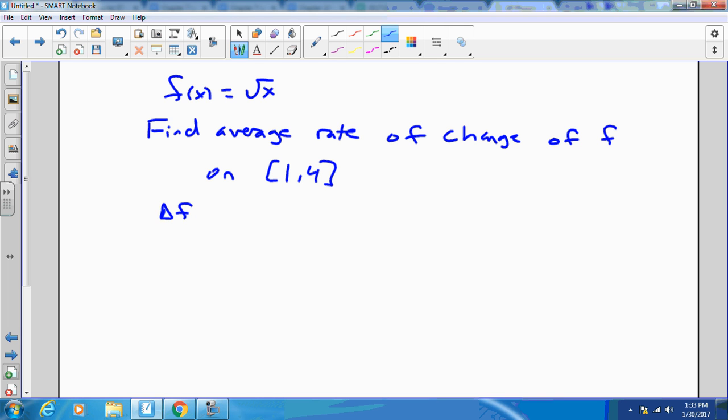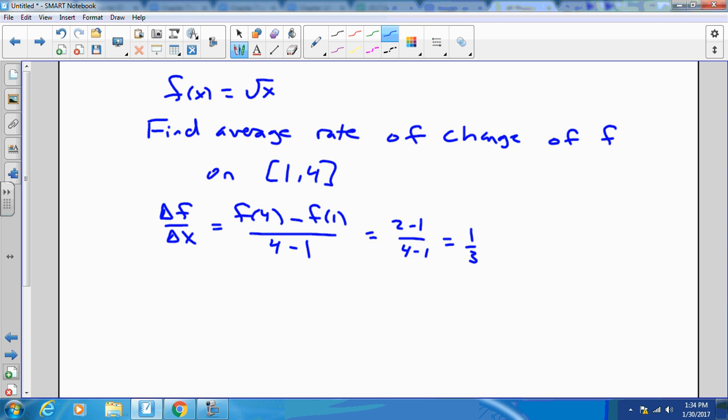And you should have labeled your average rate of change either as delta f over delta x or as f of 4 minus f of 1 over 4 minus 1. Did you do one of those two things? And that gives us 2 minus 1 over 4 minus 1, which is 1/3. Okay, so that's all nice.